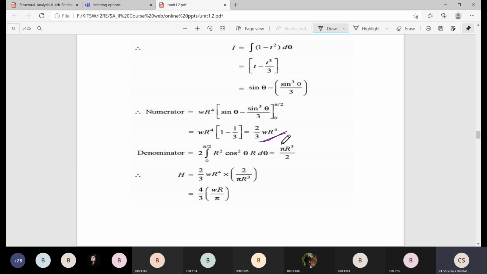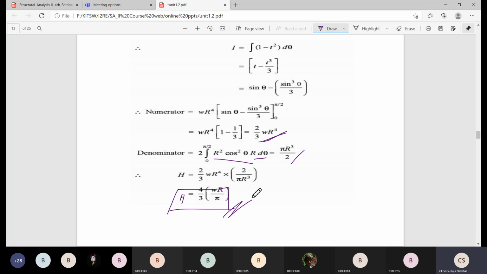To calculate the denominator, it is 2 into the integration of 0 to pi by 2 of y square ds. The y value is r cos theta, ds is equal to r d theta, integrated. Finally, we get pi r cube by 2. So now H is equal to numerator by denominator. Finally, we get H equal to 4 by 3 W into R by pi. So this equation we get.